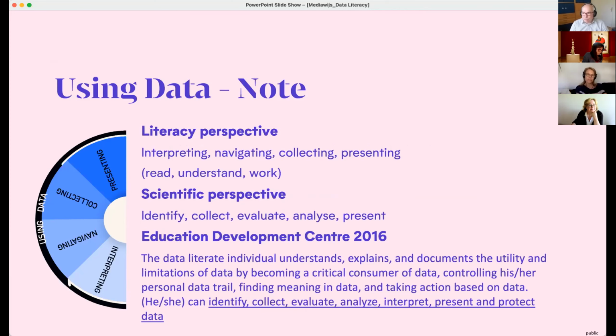Now, you've already noticed that we take a different approach than a lot of the literature out there, because we take a literacy perspective, and we start by interpreting, navigating, collecting, presenting, which is in line with reading, understanding, and working with it. In the scientific discussion, you very often find first identifying, collecting, evaluating, analyzing, presenting. We think that identifying and collecting are very high level skills. And especially if we talk about basic education, secondary education, we think it's better to start with interpreting and navigating skills, and that we build up from that in the curriculum.